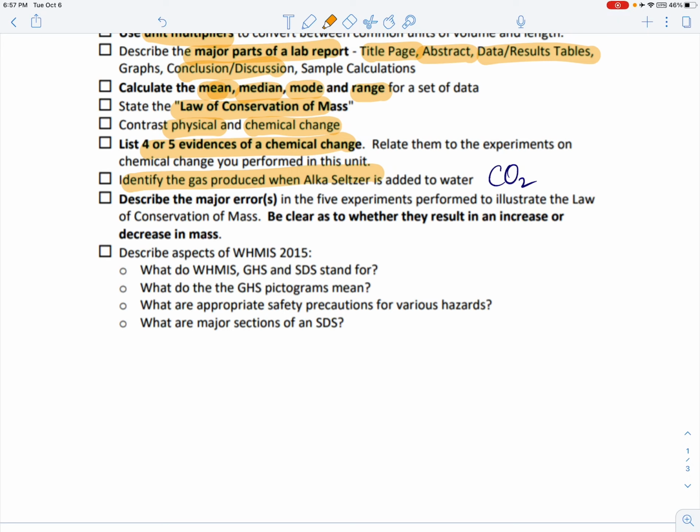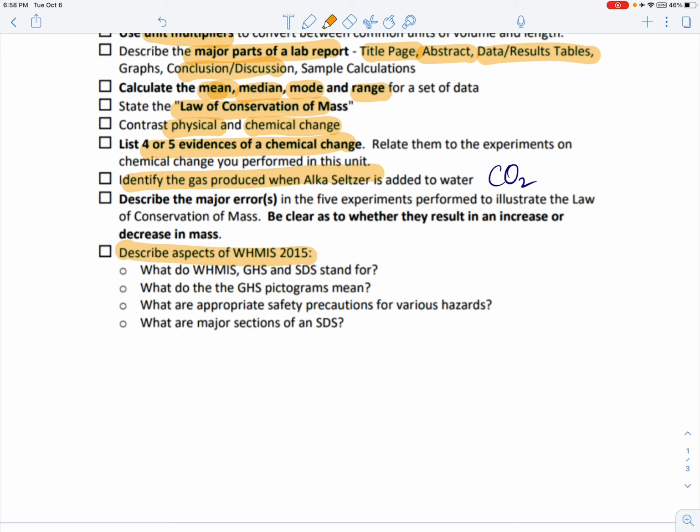So for each of the 5 experiments, dissolving salt, melting the ice and turning it into water, the Alka-Seltzer in water, mixing 2 solutions to form a precipitate, and also the heating of the copper with sulfur, in each of those 5 experiments there was a unique error.